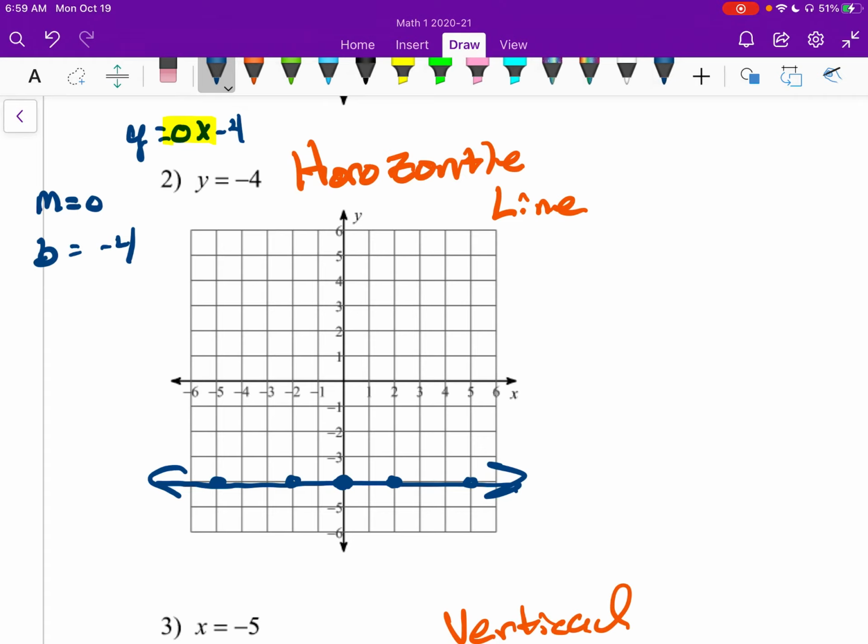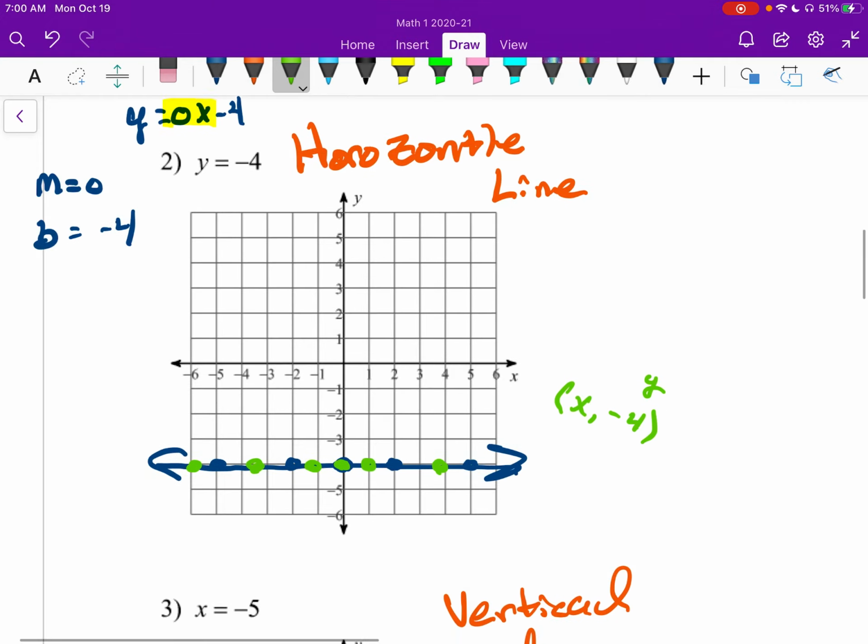Notice that each point on this line has a y value of negative 4, right? This is our negative 4 spot. No matter where you go left and right, you're going to have a y value of negative 4, right? If we're talking about points, it's going to be like x, negative 4, where that's our y.